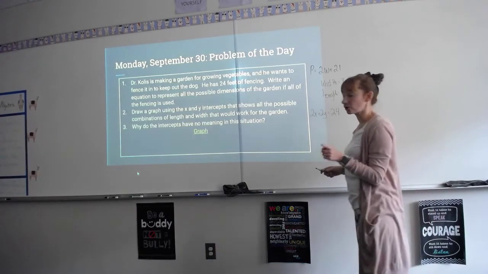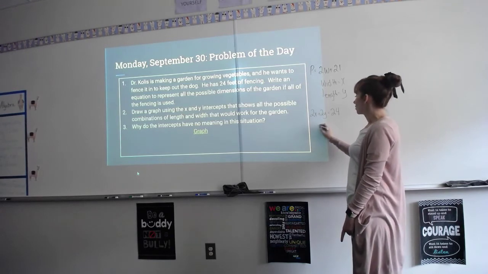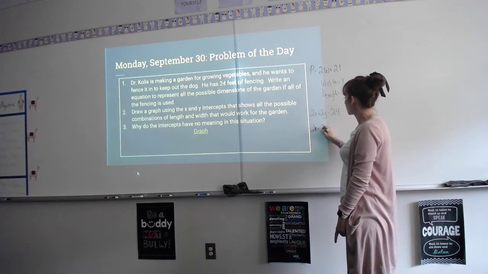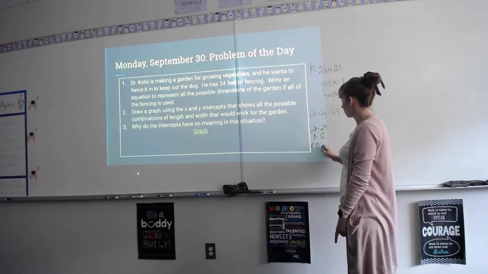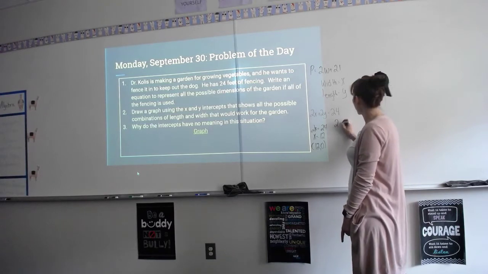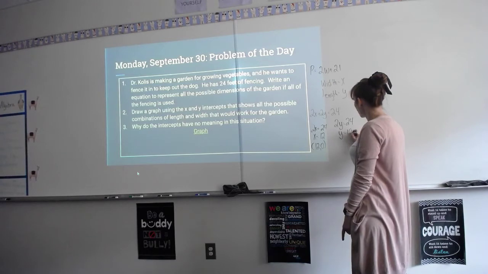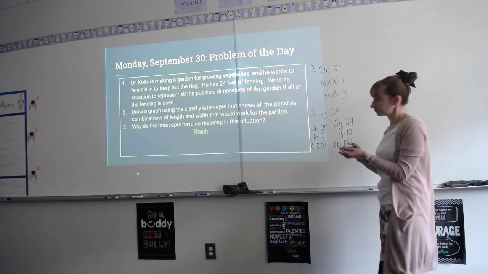Remember, to find our intercept for X, we're going to plug in a 0 for Y. So we have 2X equals 24, so our X-intercept is going to equal 12. So we have 12 and 0. And then for our Y-intercept, remember we plug in a 0 for X. So 2Y equals 24, so Y equals 12. Oh, we have the same exact X and Y intercepts.